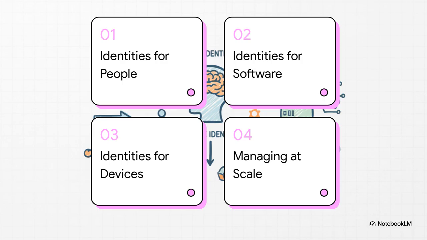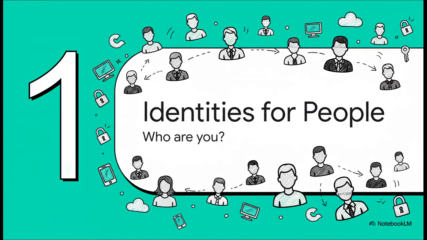Okay, so how does this all work in practice? We're going to break it down into 4 parts. We'll kick things off with identities for people, then we'll dive into the pretty fascinating world of identities for software and devices, and finally, we'll see how you can manage all of this without going crazy. So let's start with the one we're all most familiar with, user identities.